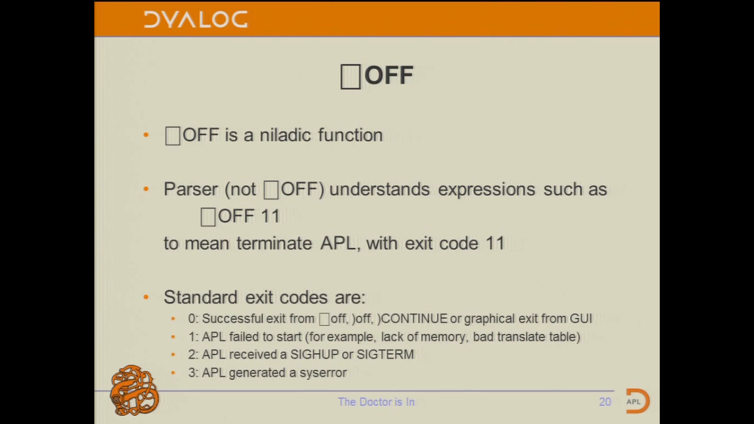The standard exit code from Dyalog APL is 0. What I choose to use, I do a quad off 10 to indicate that my application has finished successfully rather than that APL has finished successfully.